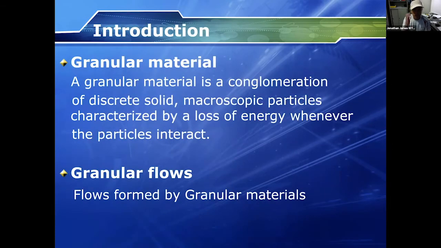Okay. So what is a granular material? I think probably all of you know, a granular material is a conglomeration of discrete, solid, large-scale particles. So sand or rice, large amounts of rice, would be considered a granular material. And because the particles are macroscopic, when two particles collide with one another, they lose energy. That's an inelastic process. So granular materials are fundamentally different from gases. In gases, when two gas molecules collide with one another, it's basically a quantum interaction that conserves energy. So that's the main reason why granular materials are different from gases. They lose energy when two particles interact or collide.